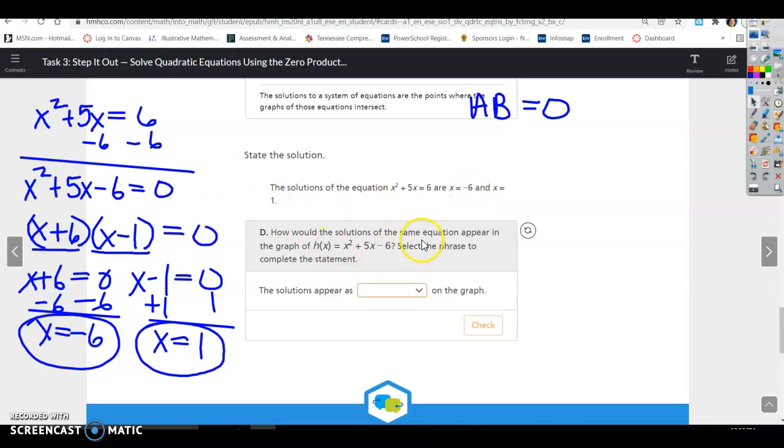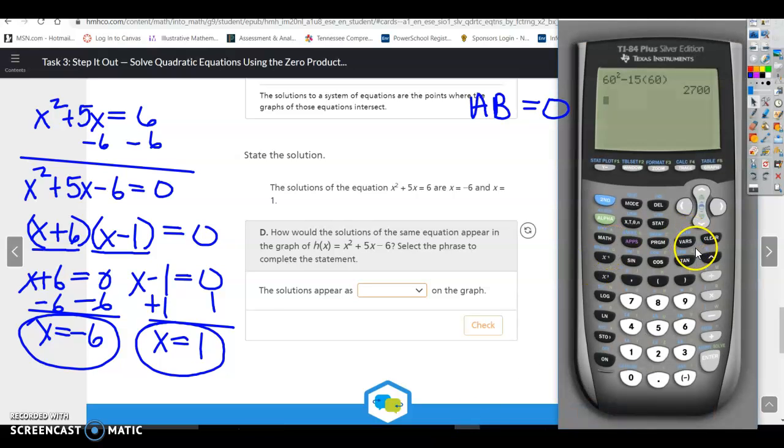How would the solutions of the same equation appear if you graph this? Select the phrase to complete the sentence. All right, so let's graph that real quick and see. All right, to graph this, you're going to go to y equals, and we're going to type in the equation. So x squared plus 5x minus 6. Hit graph.